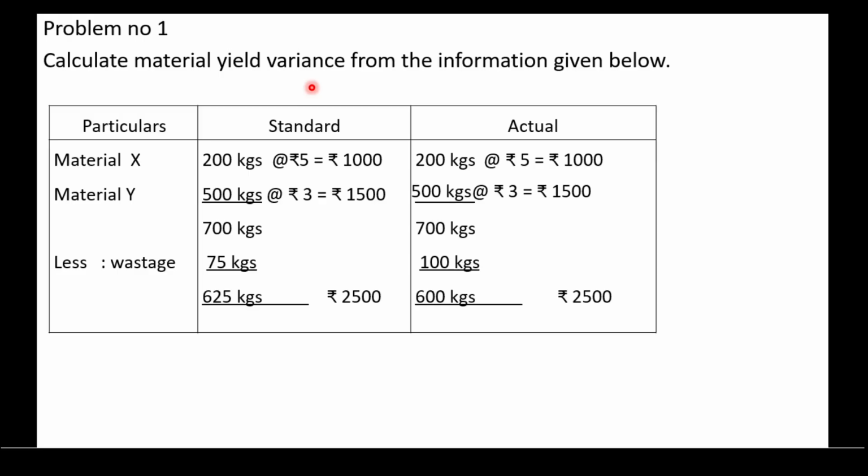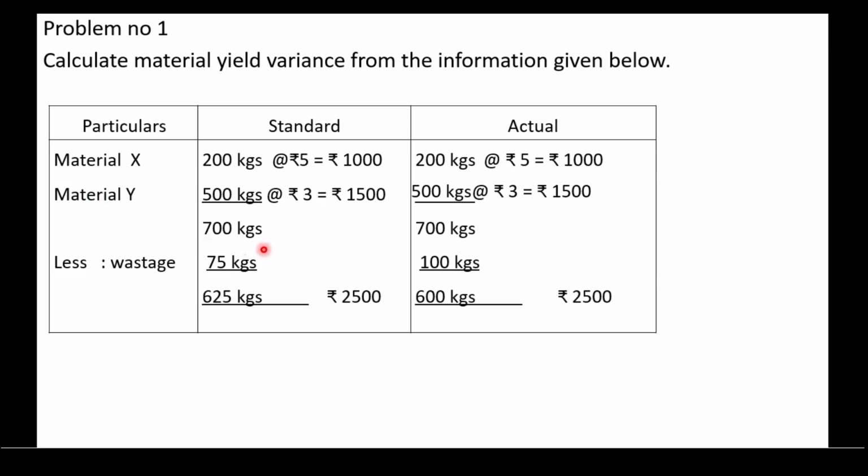So here they have given the information about the standard quantity, standard price and the standard cost of the material X, and the actual quantity, actual price and actual cost of the material X, and standard quantity, standard price and standard cost of the material Y, and the actual quantity, actual price and actual cost of the material Y.